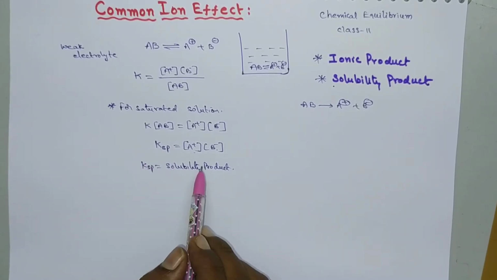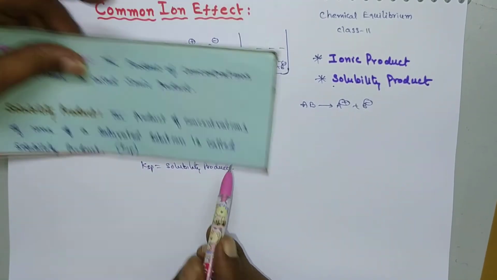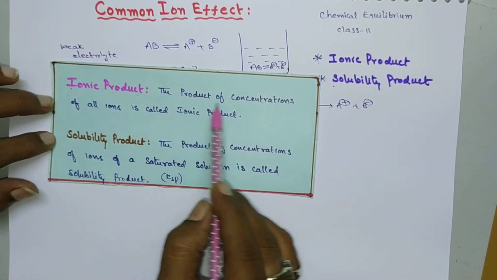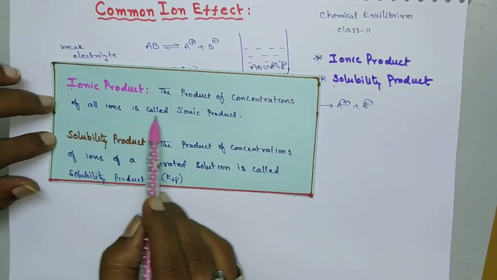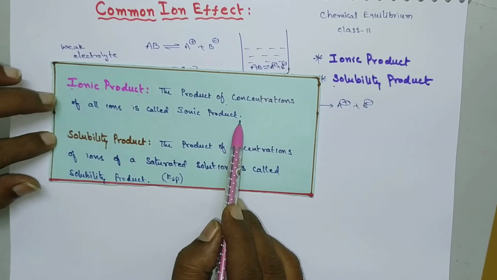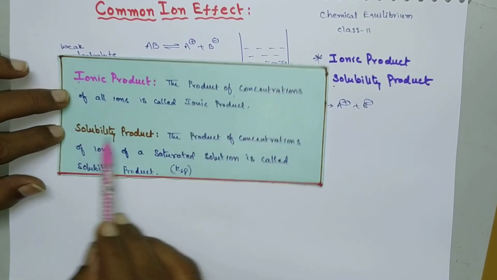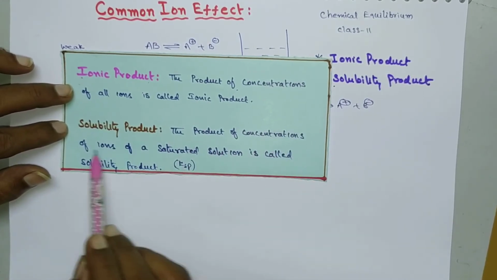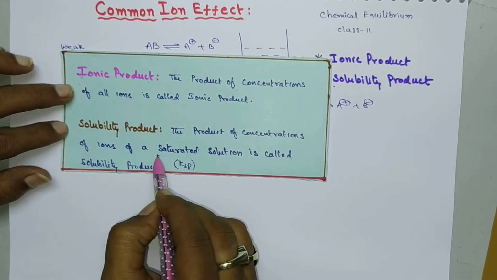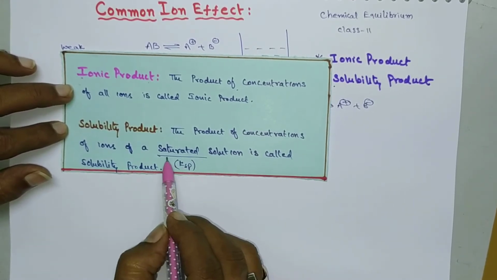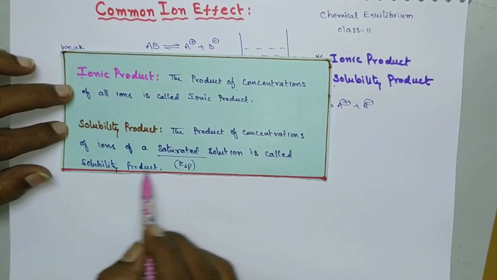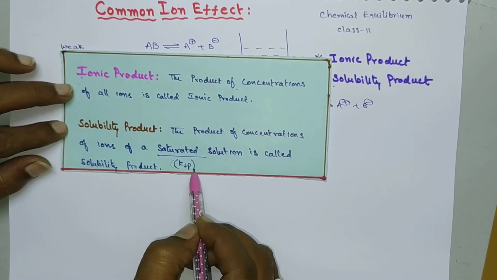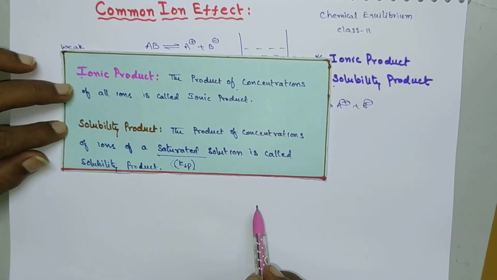So let us have a look at these two definitions. Ionic product means the product of concentrations of all ions in a solution. And solubility product means the product of concentrations of ions of a saturated solution. It is represented by KSP.